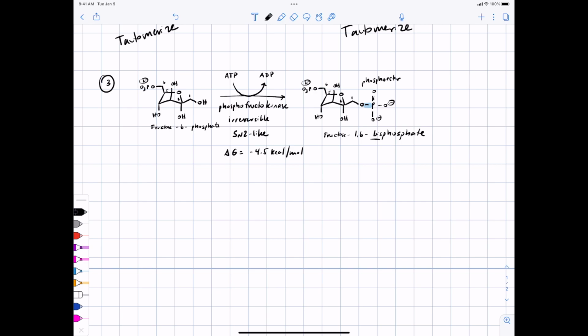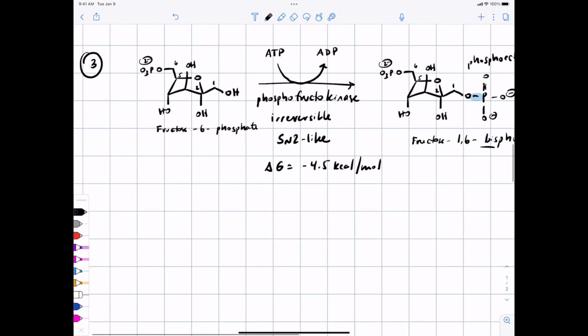Is there any reason that oxygen attacks the phosphate versus the others? Yeah, so you've got one, two, three, four OH groups, and only one of them does the attacking.